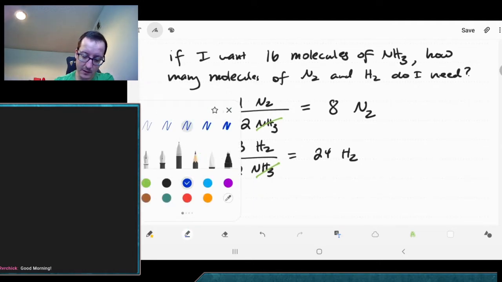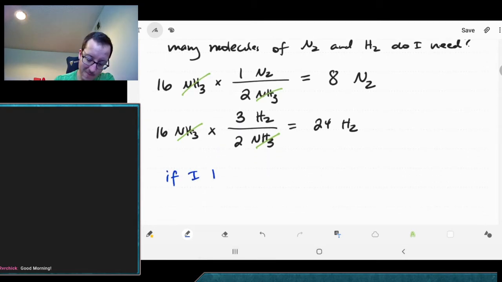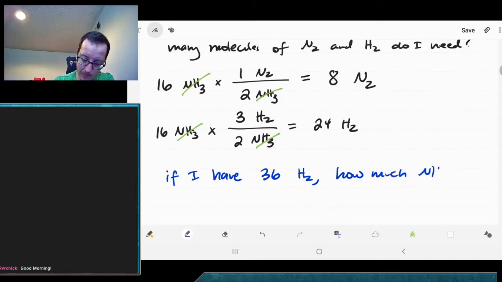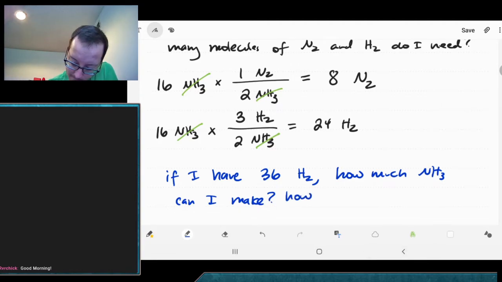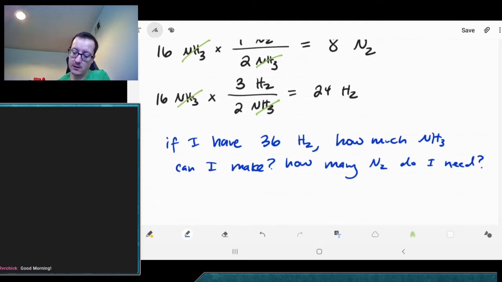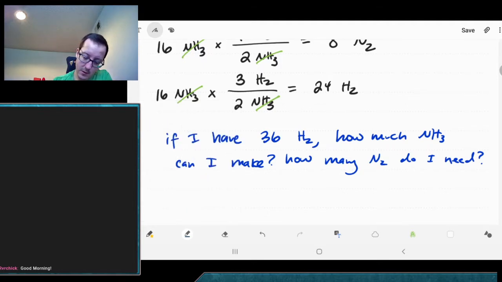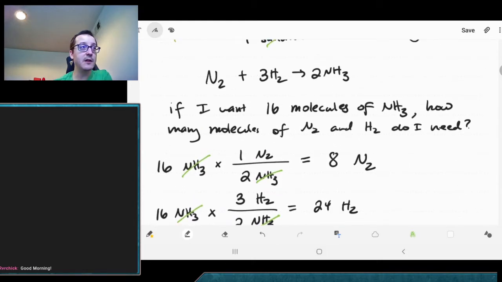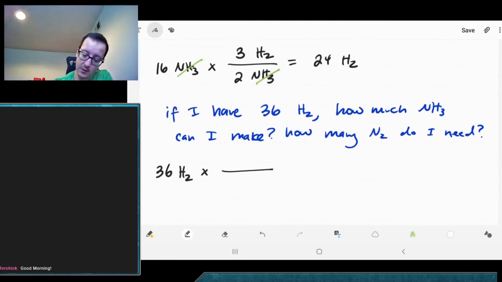All right, let's do it again with the same reaction. Let's take a look at it in another light. So let's say I have 36 hydrogen molecules, and I want to see how much ammonia I can make. We're going to look at our reaction. We see the coefficient of hydrogen is 3. So we're going to put 3 down here.